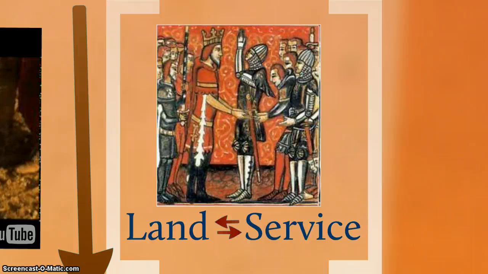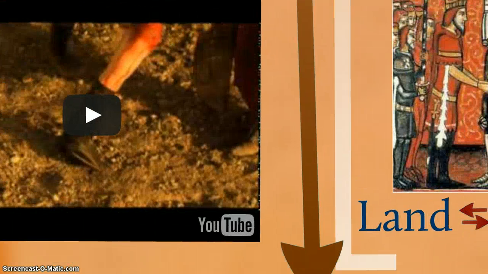Basically, feudalism, if you need to write the definition, which you do, but if you want to have a simple definition, it would be land in exchange for military service. Military service is an obligation. The lord has obligations to his vassal. The vassal has obligations to his lord. Skipping that as well.